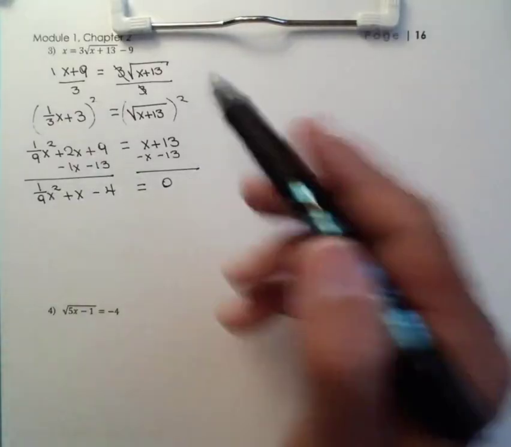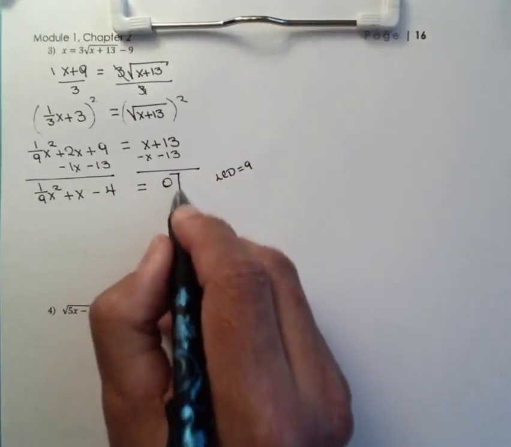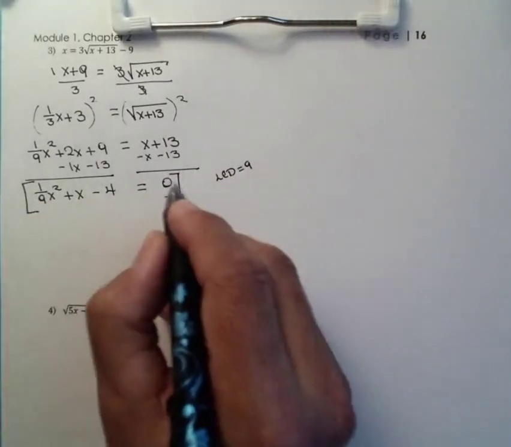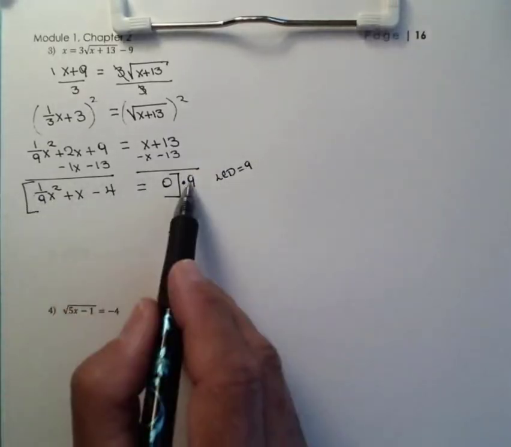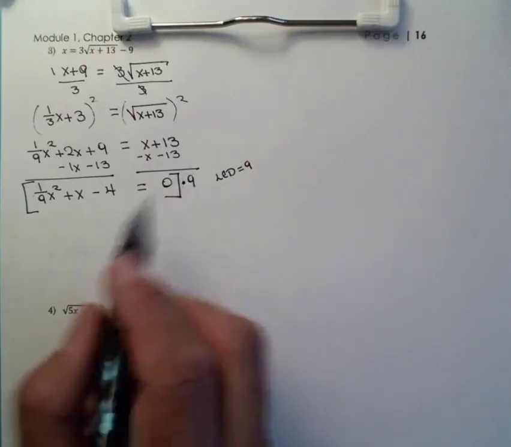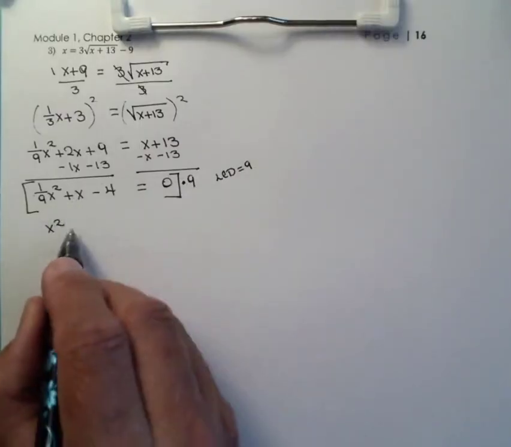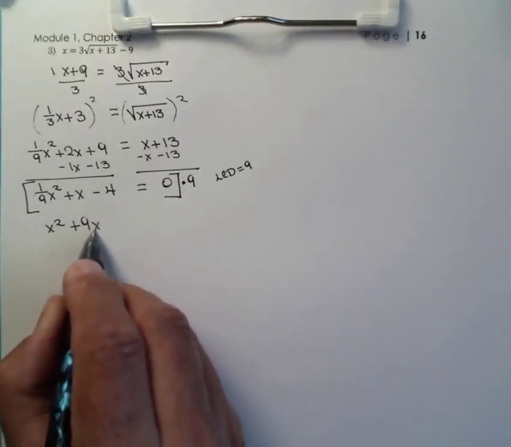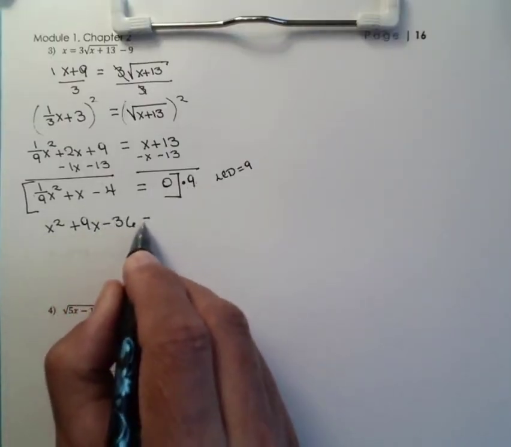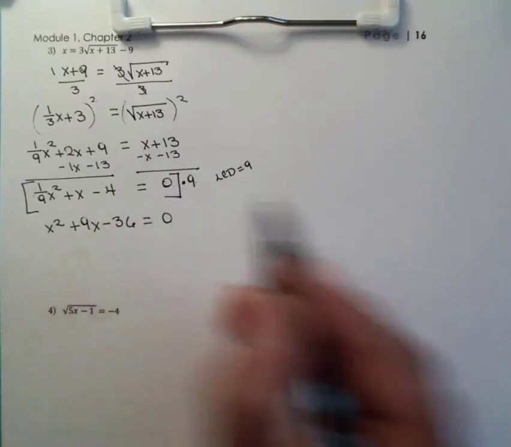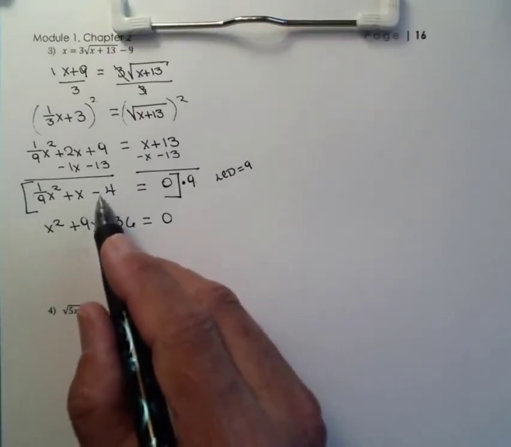I've only got one fraction, so the LCD here is equal to 9. So I'm going to multiply everything in this equation times 9, okay? Now when I multiply 1 over 9 times 9, it's 9 over 9, which is 1, so I just get x squared. When I multiply 9 times 1x, I get 9x. When I multiply 9 times -4, I get -36. And when I multiply 9 times 0, I have 0. I got rid of my fractions. So much happier solving this than that, okay?